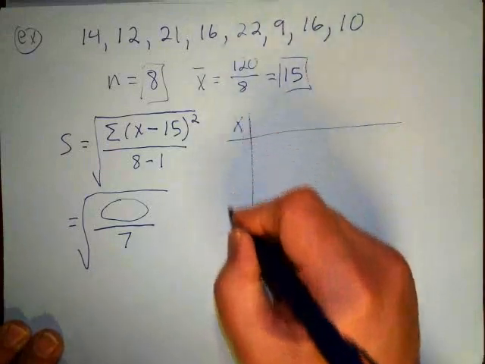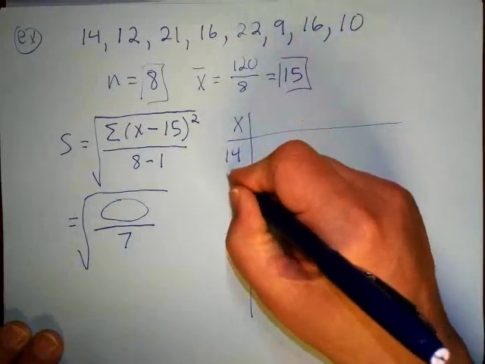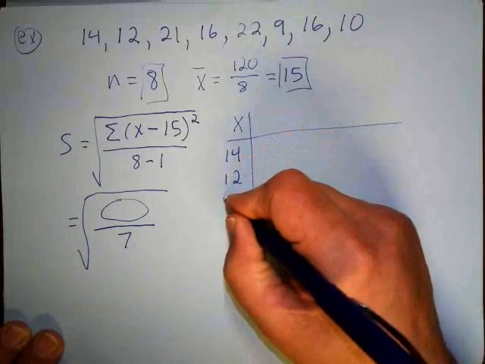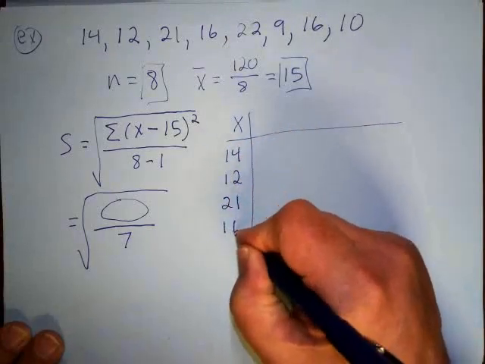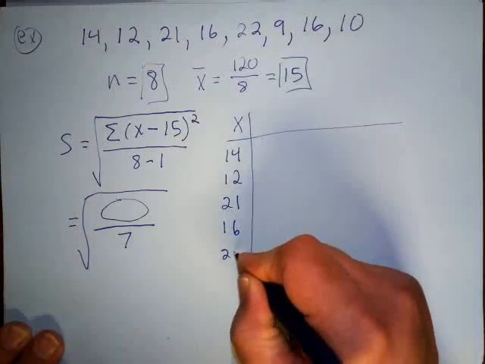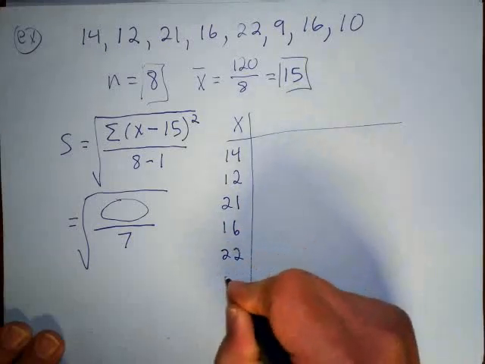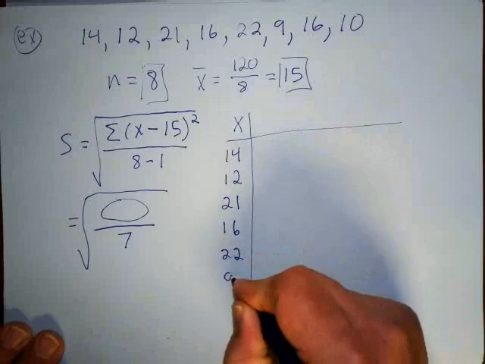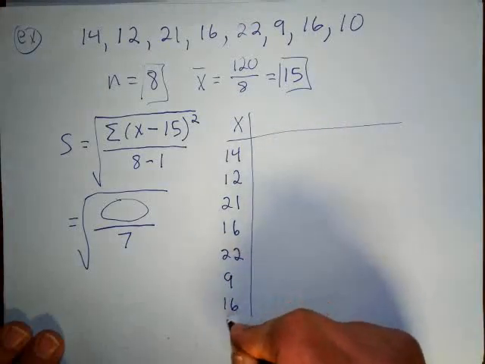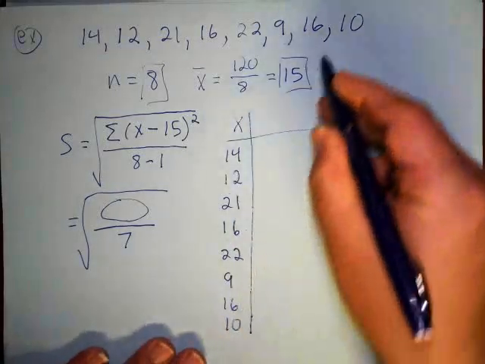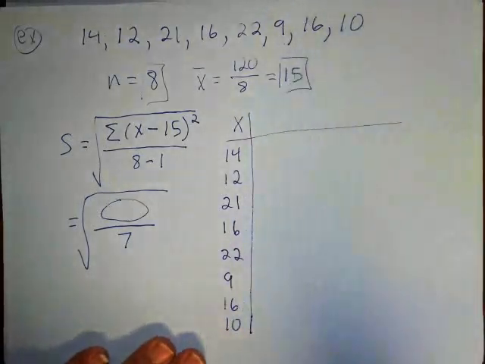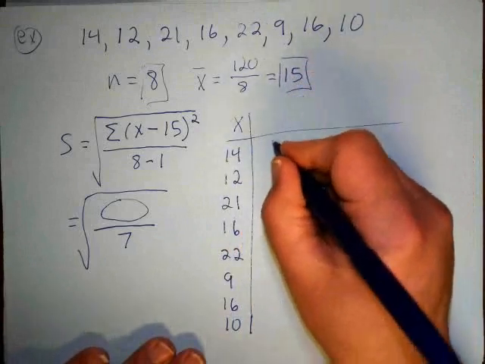So the table here, I'm going to list out the x values: 14, 12, 21, 16, 22, 9, 16, and 10. So now I've got to get each deviation. So just keep in mind the mean is 15.